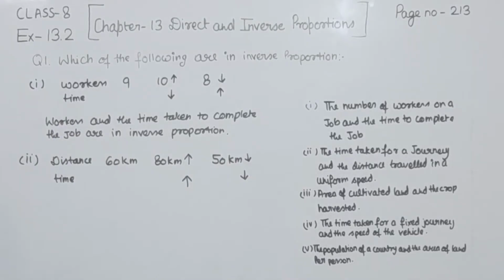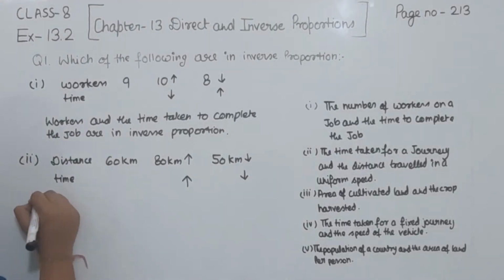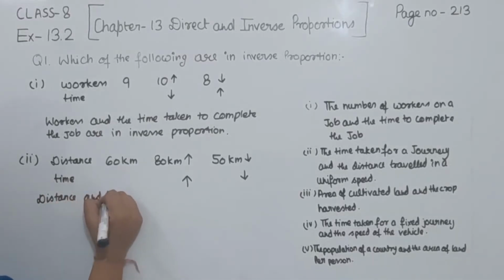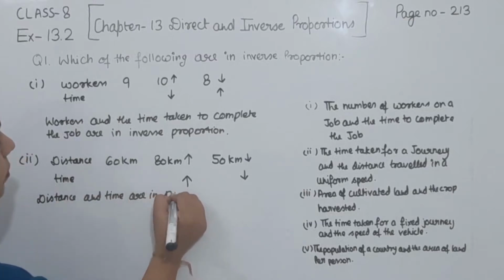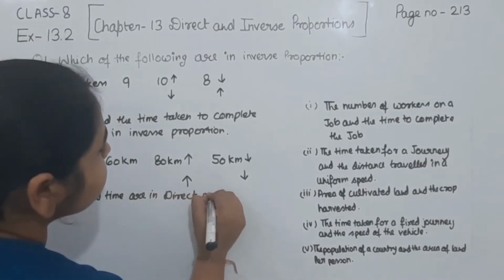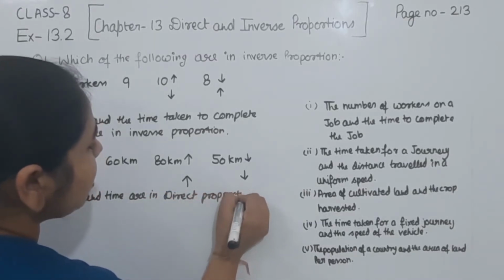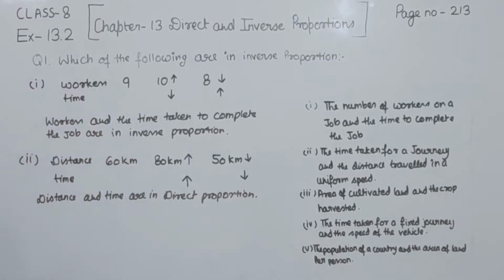So this one we are having in the direct proportion. So we will write here: distance and time are in direct proportion. They are not in the inverse proportion. Now comes to the part 3.